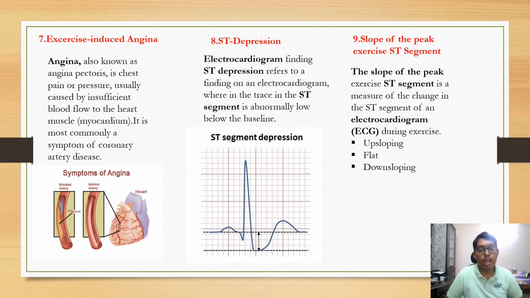Next one, ST depression. ST depression refers to an electrocardiogram finding wherein the trace of the ST segment is abnormally low below the baseline. Next one is the slope of the peak exercise ST segment. This is a measure of the changing ST segment of the electrocardiogram during different exercises, that is upsloping, flat, and downsloping.